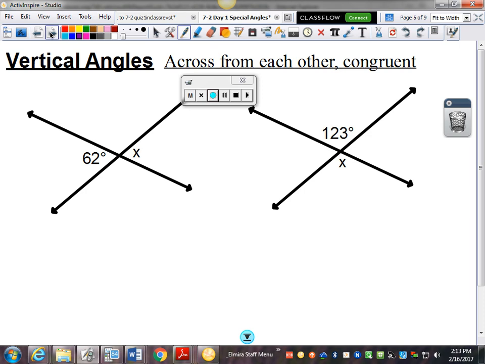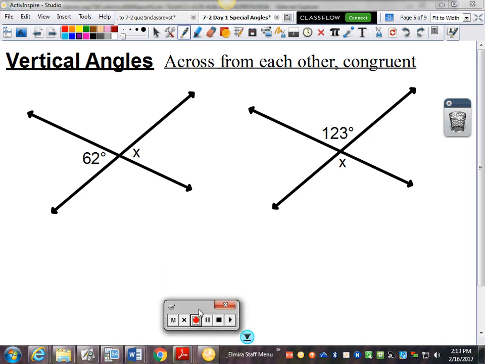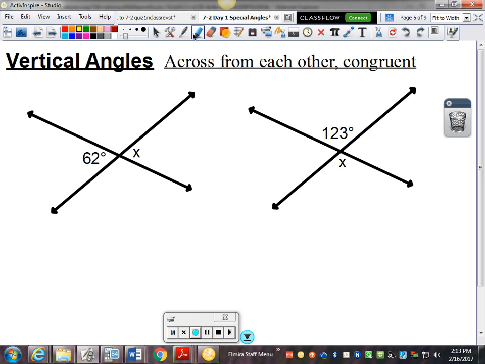Okay, vertical angles. Vertical angles are across from each other. So I've got this angle over here, 62 degrees. And I'm going to color in the other one the exact same color. Remember color coding, we talked about this in class. When I color code angles, if they're the same color, it means they are congruent. Congruent is our geometry word for equal. So guys, if you blink, you're going to miss this. If this angle is 62, then x is 62. No math to be done, no subtracting, just label it the same as the other one.